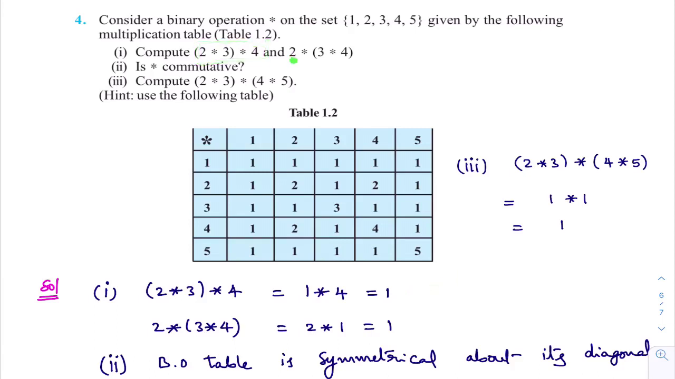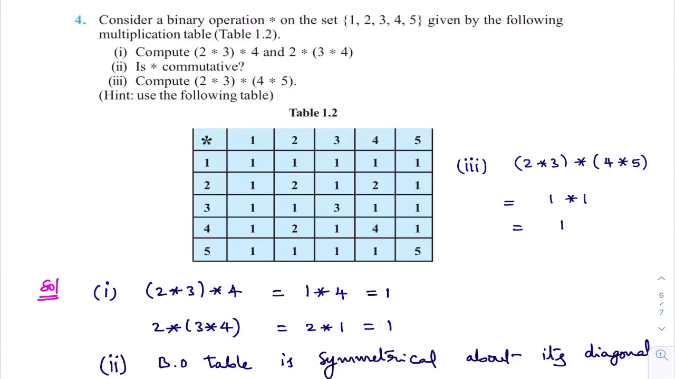Now 2 star 3 star 4, see here. First, I'll calculate 3 star 4, which is in brackets. You observe the table: 3 star 4 is 1, so I wrote 1 here. Now 2 star 1, since 3 star 4 is 1. From the table, 2 star 1 is 1 only. That is what I wrote.